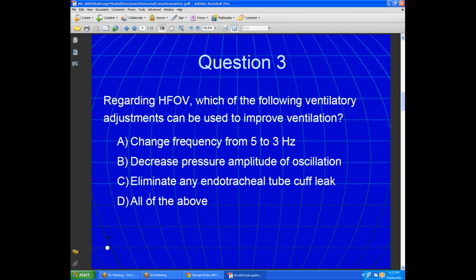Regarding the high-frequency oscillating ventilator, which of the following ventilatory adjustments can be used to improve ventilation? A, change frequency from 5 to 3 hertz; B, decrease pressure amplitude of oscillation; C, eliminate any endotracheal tube cuff leak; D, all of the above.